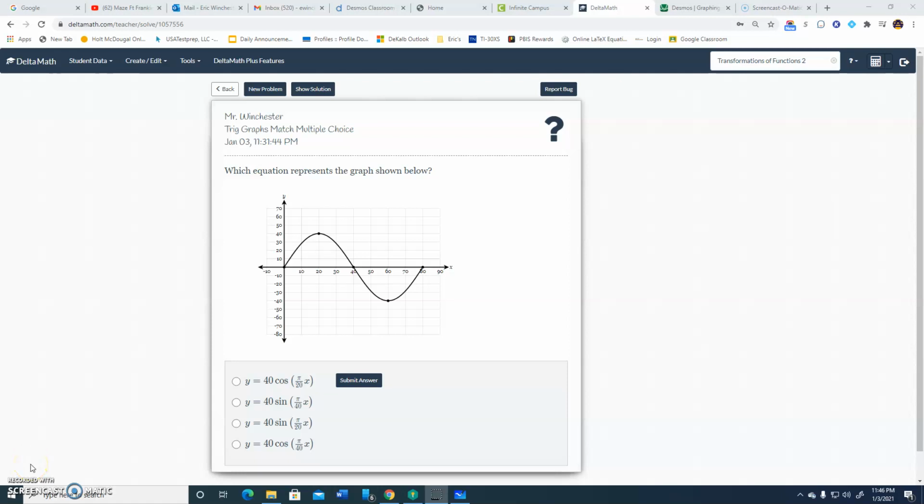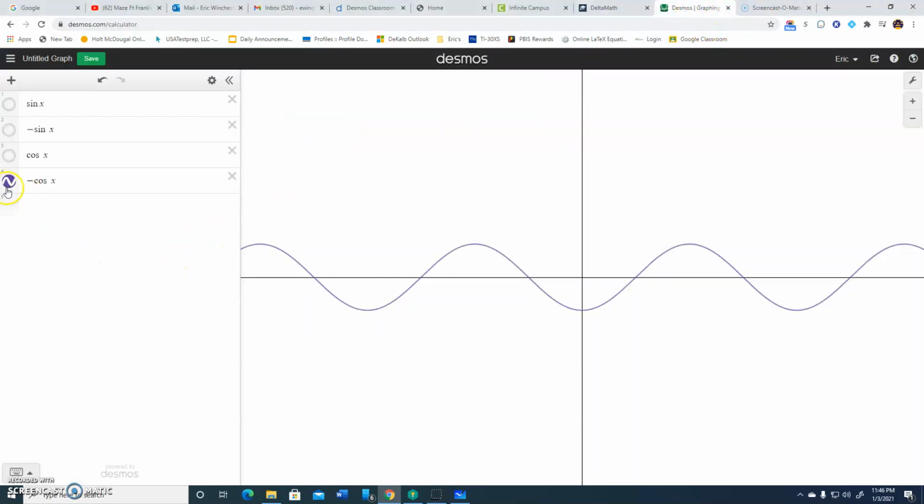Okay, I just want to do a few examples on this Delta Math activity where you'll be given a graph and you have to determine which of the four given equations match the graph. So before I look at the example, let me do a quick little review on what you should be looking for. There's only four different situations you'll ever have to consider.